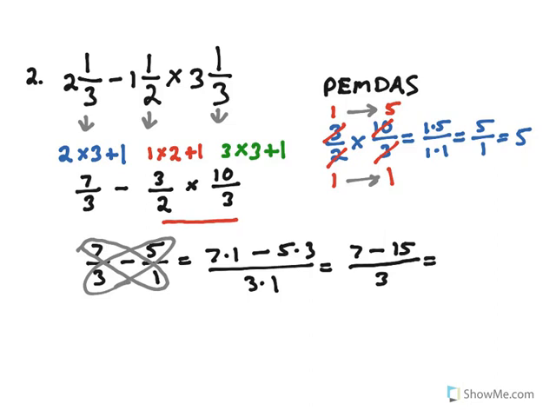All right. And then now, we just go ahead and perform the operation in the numerator. So we have 7 take away 15, which is going to give you -8, because you're subtracting more than what you started with. And that's going to be over 3. And that doesn't reduce. So this would be your final answer, -8/3.